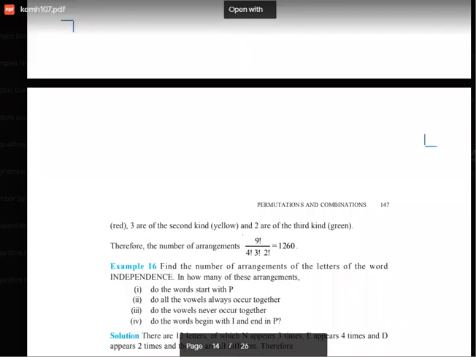The number of arrangements of the letters of the word Independence. So what is the first thing that you should do? See, Independence: I, N, D, E, P, E, N, D, E, N, C, E. How many alphabets? Tell me, how many alphabets?